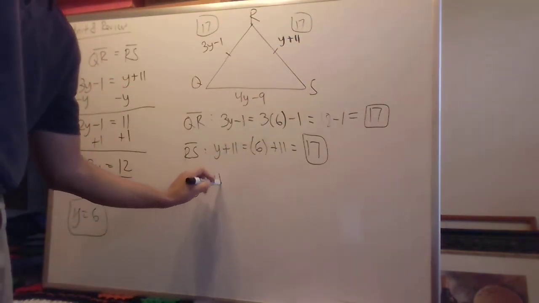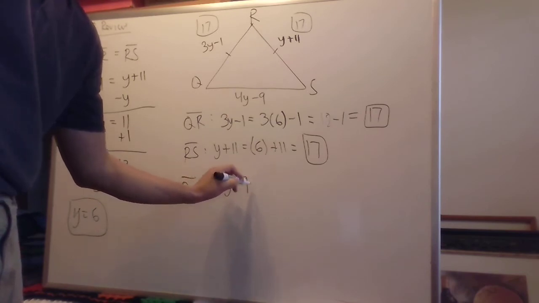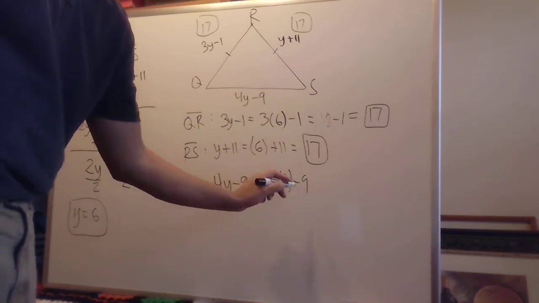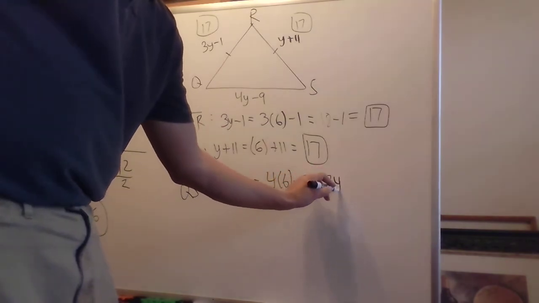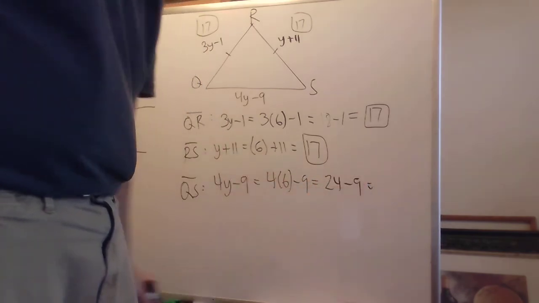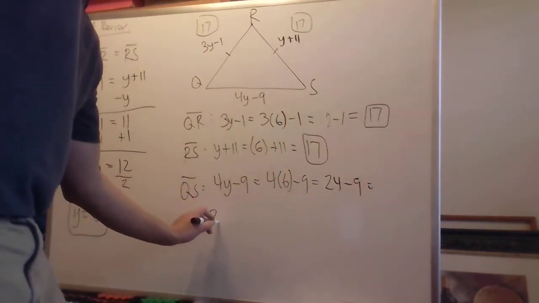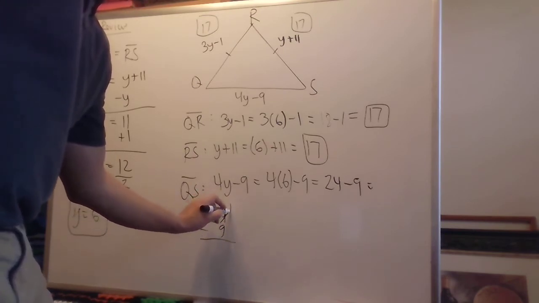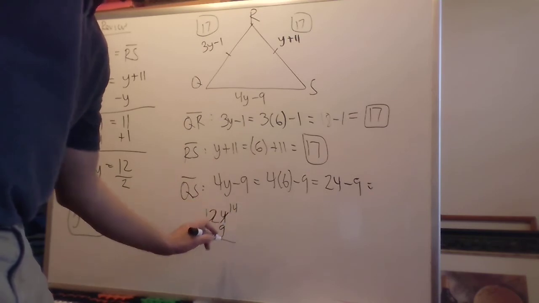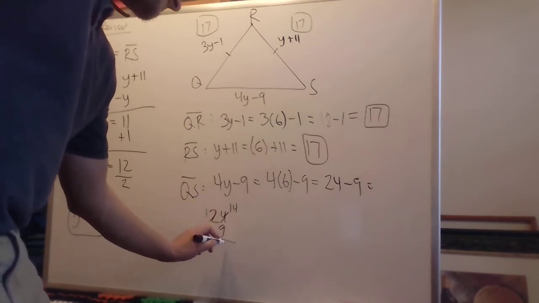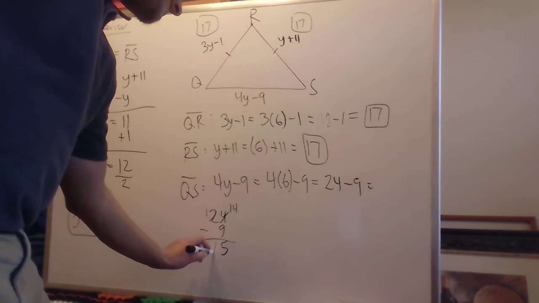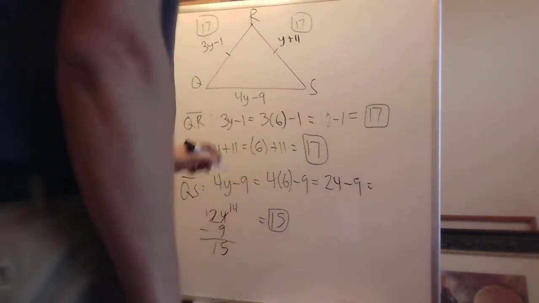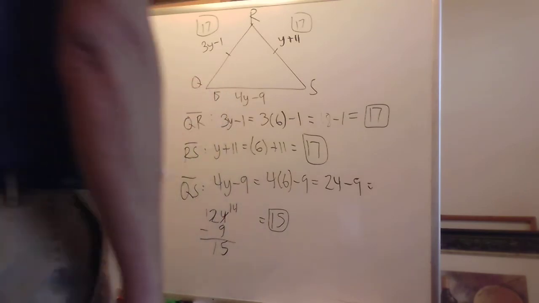So we're going to again plug 6 in for y, and we're going to have 4 times 6, which is 24, minus 9. 24 minus 9, doing the math: 4 minus 9, we can't do that, so we're going to borrow. We're going to have 14 minus 9, which is 5. 1 minus 0 is 1, so 15. So we know that side QS is equal to 15.